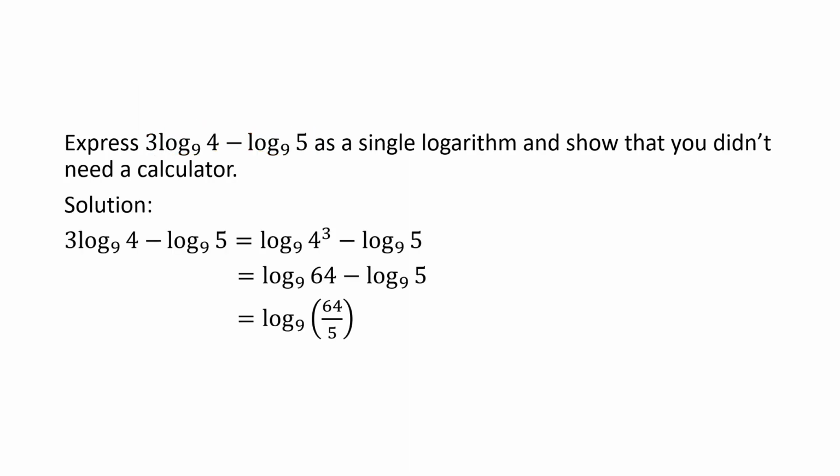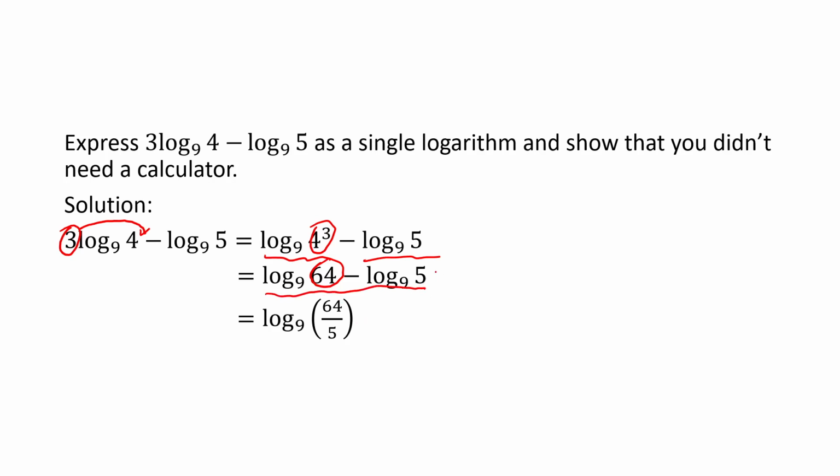So what we're going to do is recognize that 3 log base 9 of 4 is the same as log base 9 of 4 to the exponent 3. Subtracting log base 9 of 5, we leave that alone. Now 4 to the 3 is equal to 64. So what we've got is the log base 9 of 64 minus the log base 9 of 5.